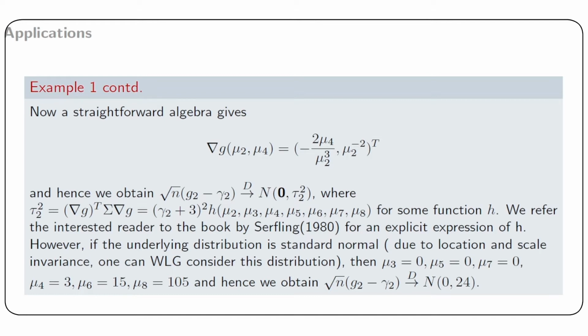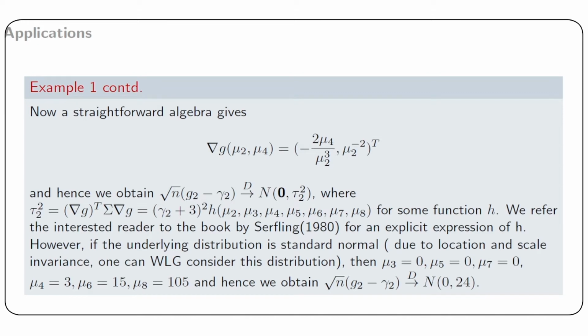Now if the underlying distribution is normal, we can take this distribution as standard normal because our kurtosis coefficient is independent of location and scale. So we can use some distribution which is independent of location and scale, and as a consequence we consider the standard normal distribution. Then due to symmetry of the normal distribution, all odd ordered central moments are 0, that is mu3, mu5, mu7 are all 0, and using some properties of the standard normal distribution, we find that mu4 equal to 3, mu6 equal to 15 and mu8 as 105.